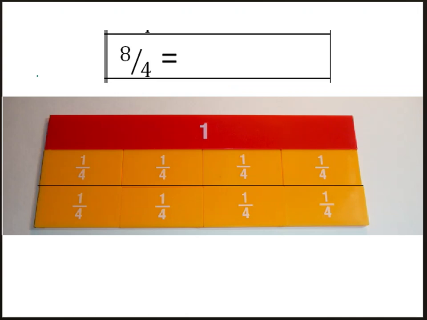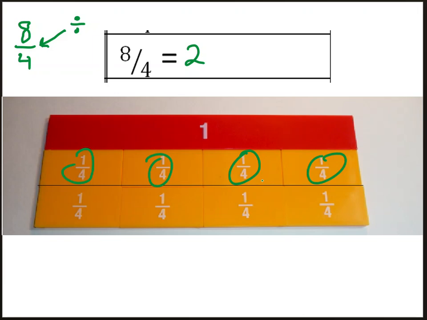Next, 8/4. Hey, let me make it easy for you. 8/4 is really the same thing as 8 divided by 4. You know what I mean? 8 divided by 4 equals 2, doesn't it? All right, well, it's 1/4, 2/4, 3/4, 4/4. That's 1. Then we have 1/4, 2/4, 3/4, 4/4. That's 2. Okay, and 8/4 is 1 and 1. That makes 2, right? Do you see it?